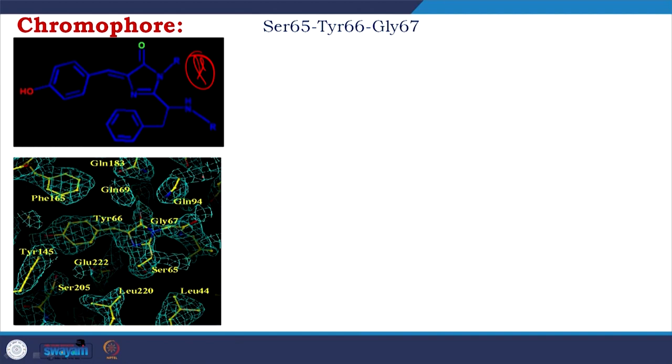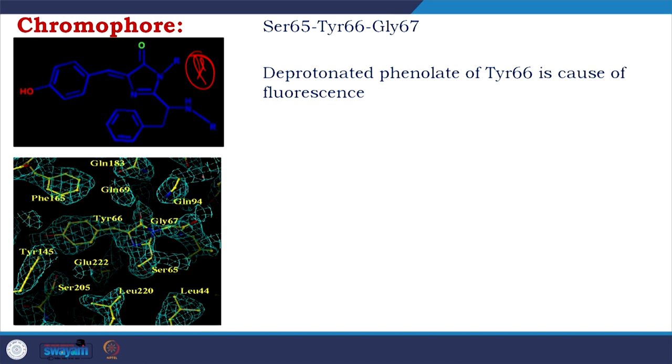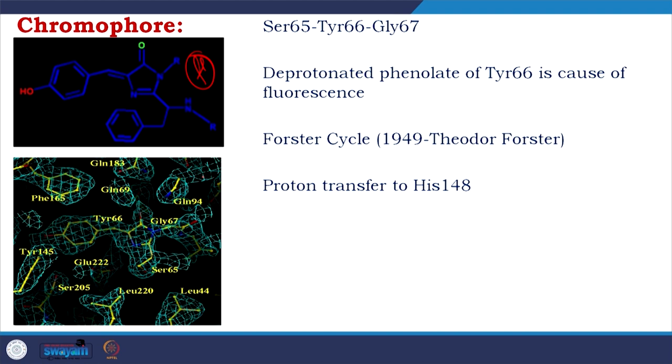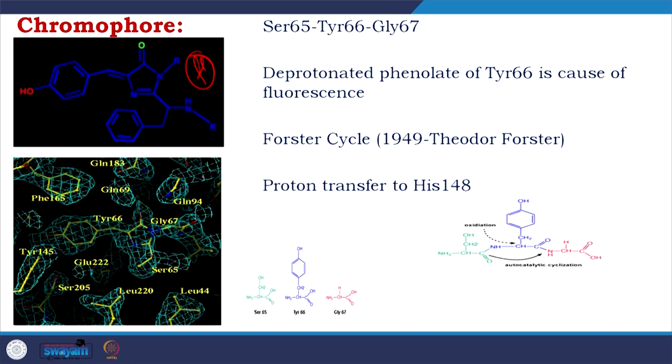Deprotonated phenolate of tyrosine 66 is the cause of fluorescence. I am going to show you. It is a Förster cycle, and the proton is transferred to histidine 148. What are we looking at? These are the three: serine 65, tyrosine 66 and glycine 67. So, initial oxidation happens and an autocatalyzing cyclization takes place. Then you get this structure here, the final fluorophore, which contains a series of conjugated double bonds.